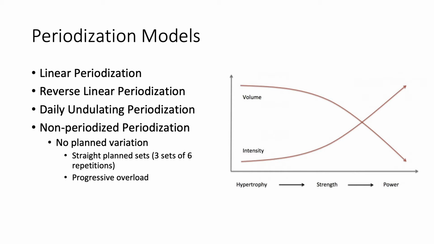We also have non-periodized, which is no planned variation. This is typically straight sets of 3 sets of 6 repetitions, and the only thing occurring in this method is increasing the load, or progressive overload. The last one is daily undulating periodization, sometimes referred to as nonlinear periodization. This is where the training zones will differ for each training session.